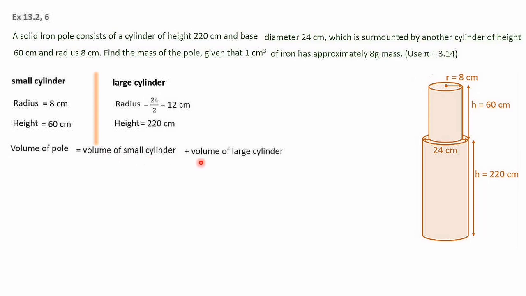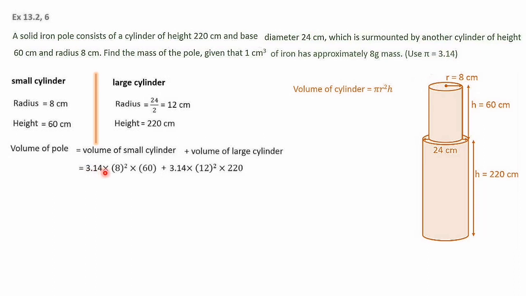Volume of small cylinder plus volume of large cylinder. Let's recall the formula for the volume of a cylinder, that is pi r square h. Let's substitute it, pi r square h. The pi value is given to us as 3.14, which means you should not substitute 22 by 7. You have to use this 3.14 only. If the pi value is not given to you, then you can use 22 by 7.